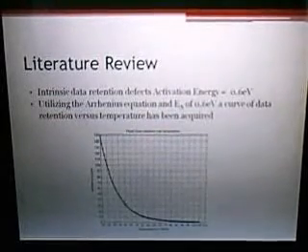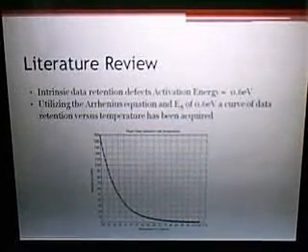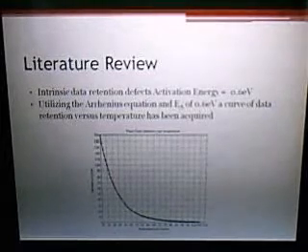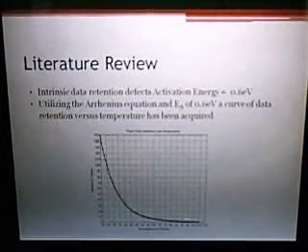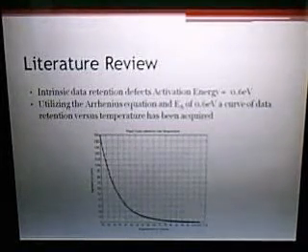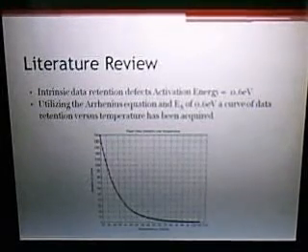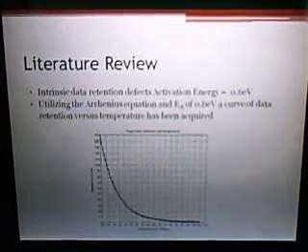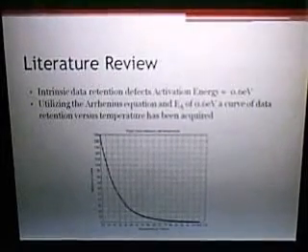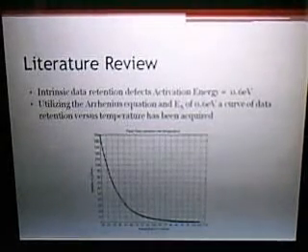We have found during our literature review that for intrinsic data retention defects, the activation energy is equivalent to 0.6 eV. Thus, utilizing the Arrhenius equation and the activation energy of 0.6 eV, we have obtained a curve of the data retention versus temperature, which is displayed in this graph here. We can see from this graph that as temperature increases, the data retention number of years decreases. And this is a normal flow.